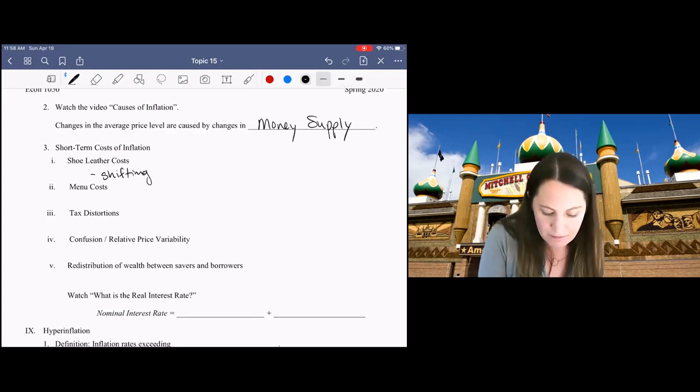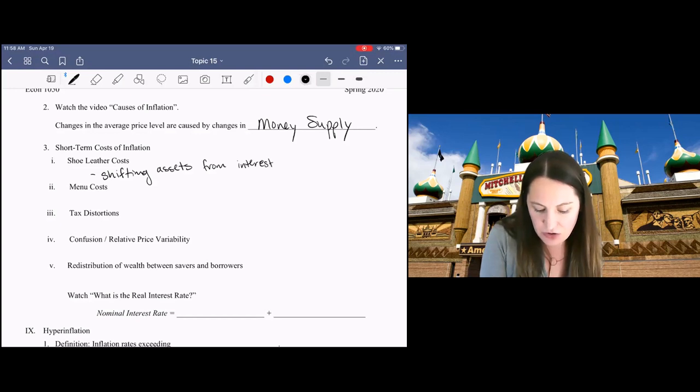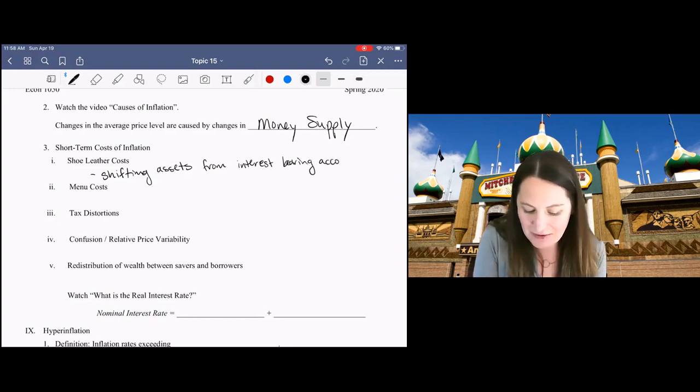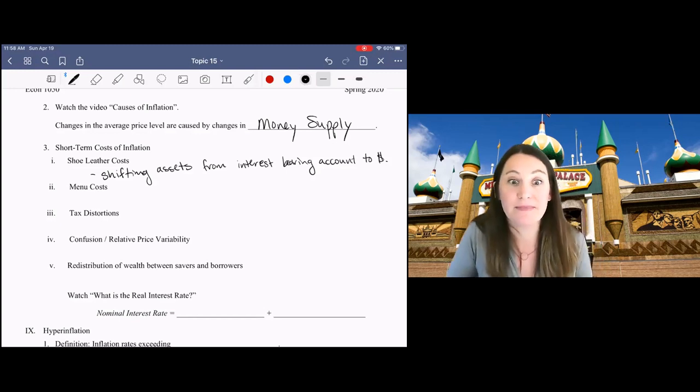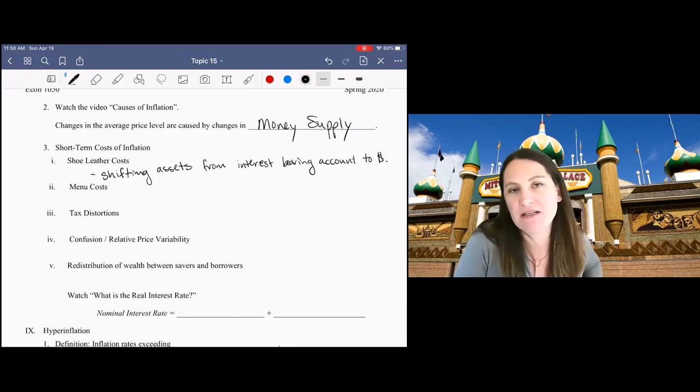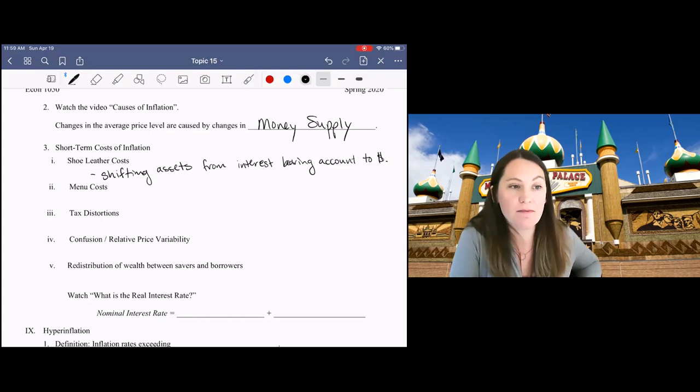money from interest-bearing accounts to cash, right, to currency or the form you're going to spend it, okay, maybe your checking account.